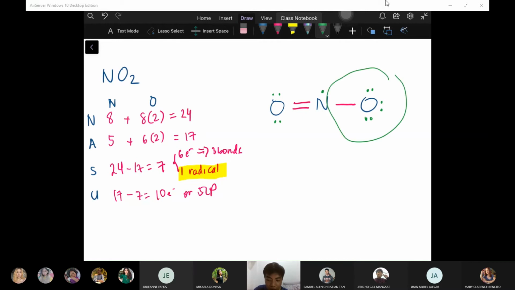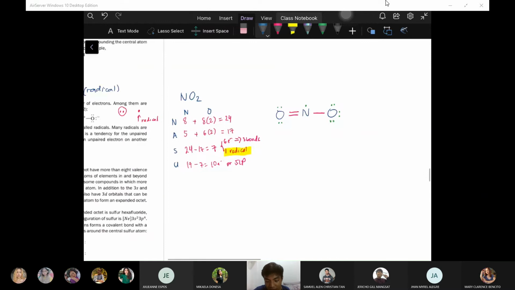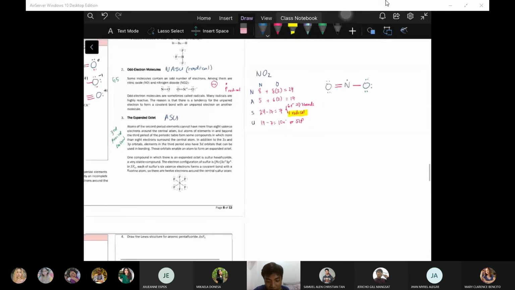So, ito, octet to. Ito, octet din to. Pero, ito, this is not octet. No? So, ilang electrons yan in total? 7 lang. But this molecule exists despite of it not following the octet rule. So kahit 7 lang yan, nag-exist yan. Okay lang. Okay? Kasi odd electron rule nga. Kaya nga sabi natin exemption sa octet rule. Okay na yan. No? Kahit ganyan yan. Because of the radical. We have no choice. But just to accept na ganyan talaga siya.